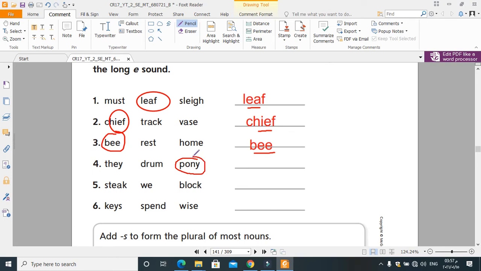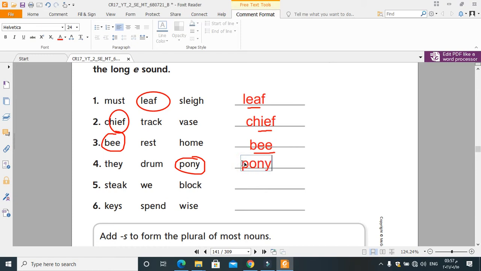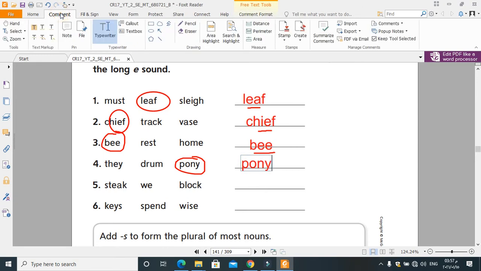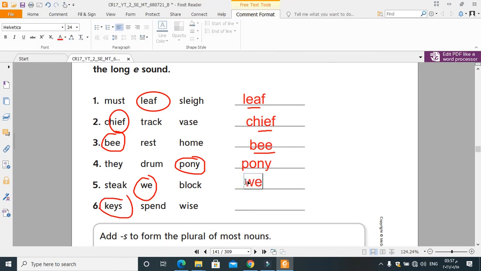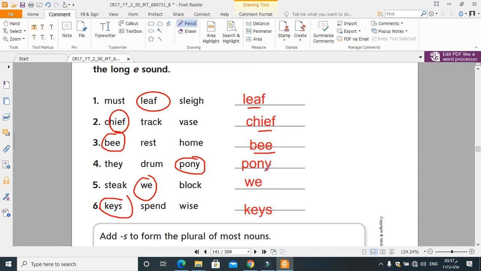Number 4. They, drum, pony. Pony, circle pony. Write pony. Okay. Number 5. Steak, we, block. Good, we circle we. Number 6. Keys, spend, wise. We circle keys. Let's write down the words. We, in here, keys. Underline the patterns. On pony it has Y, on we it has E, and on keys it has EY.